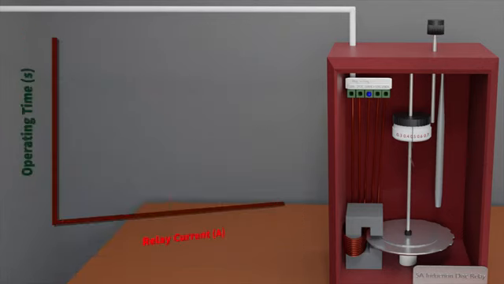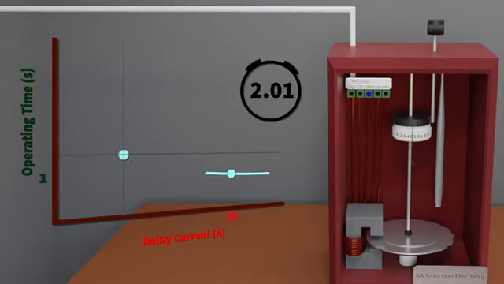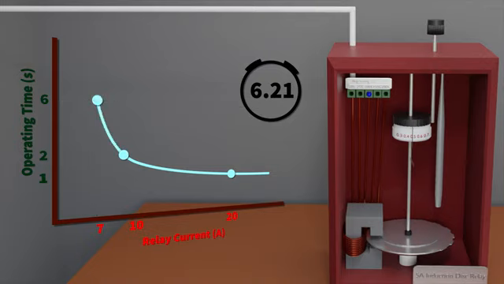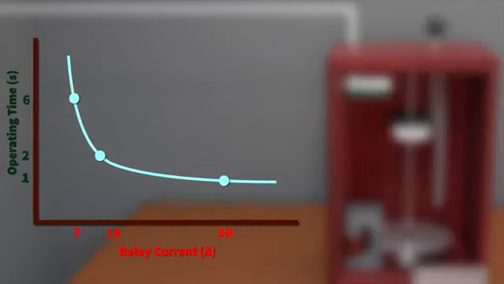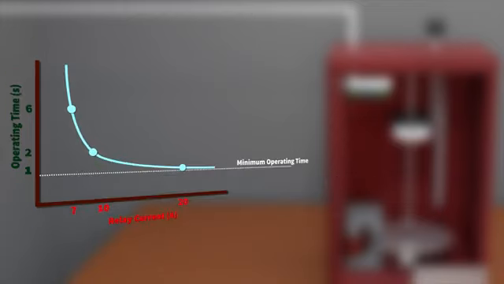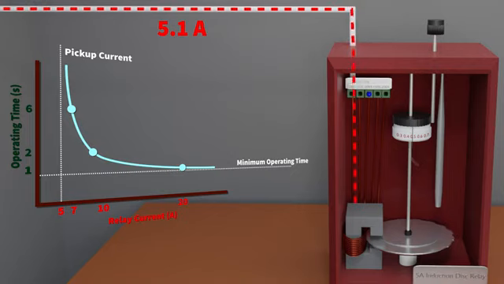Let's plot the operating time of the relay as a function of relay current. As expected, at high current, the relay operates very fast, but as the current drops, the operating time becomes longer. And it's important to recognize 2 features of this curve. Firstly, we have a minimum operating time. No matter how high the current gets, the operating time will not drop below this. Second, we have what's known as the pickup current. This is the minimum current at which the relay will start operating, albeit very slowly.